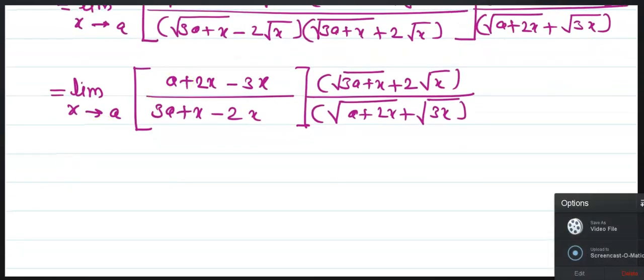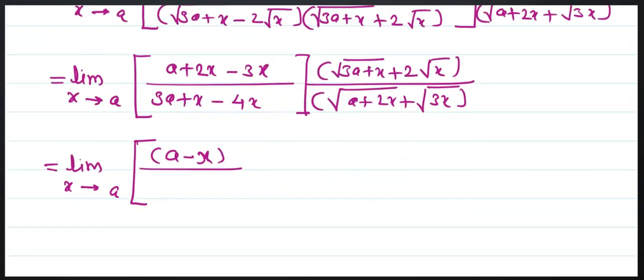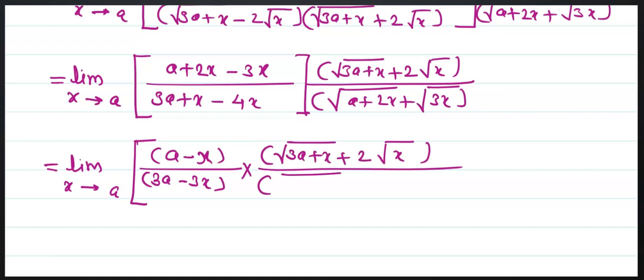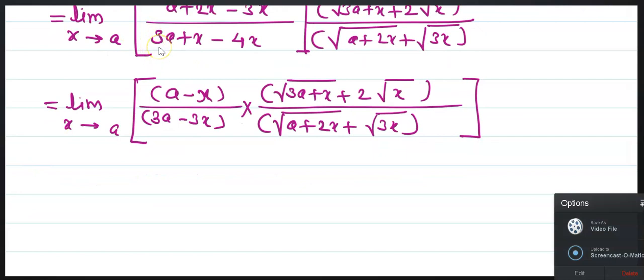See here, the radical sign gets cancelled. And here we will simplify: 2x minus 3x, that is minus x. And next will be a minus 2x, that will be with minus x. See this here, 3a minus 3x. One term was remaining by me. Now write down here 3a plus x minus 4x.